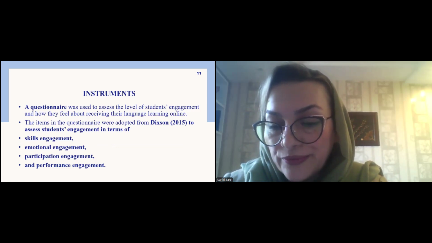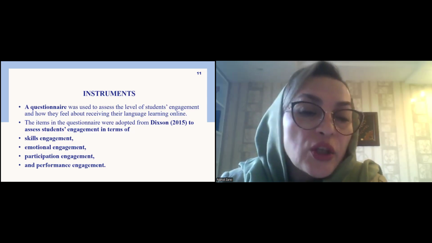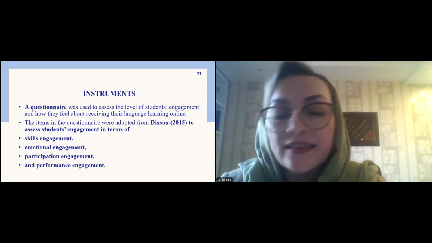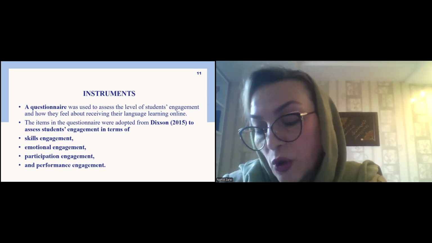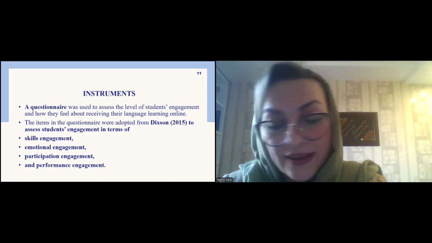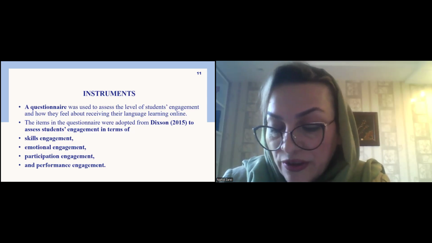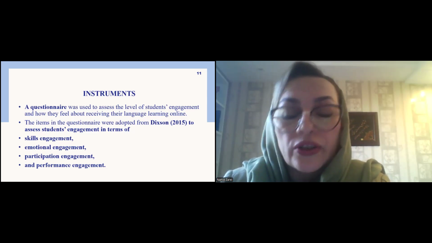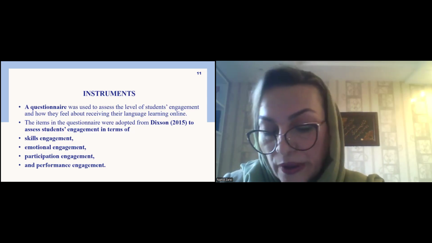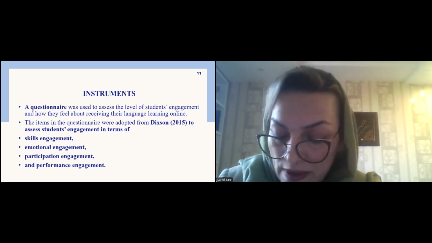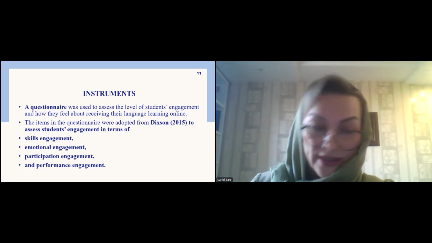By skills engagement, we mean student engagement through practicing skills. For example, taking notes in the class, doing, for example, reading tasks and some other language skill tasks. Emotional engagement represents students' engagement through emotional involvement with the class material, for example, desiring to learn the language and the material. And participation or interaction engagement represents student engagement through participation in class and interactions with instructors and other students. Like, for example, working in groups with other peers, working in pairs, helping fellow students, and so on. Performance engagement represents student engagement through levels of performance in the class. For example, doing well on the test can be one of the examples.